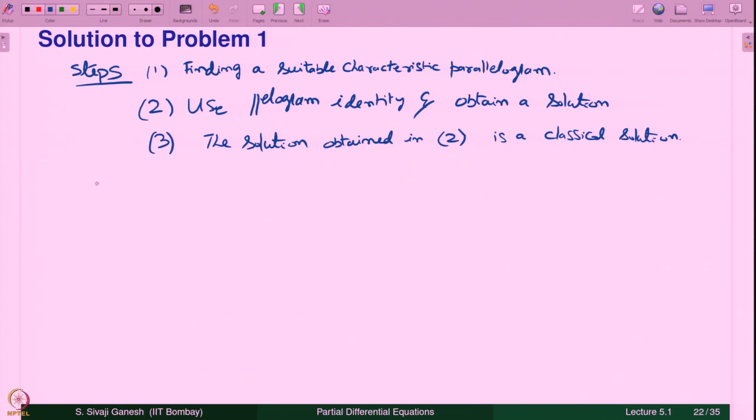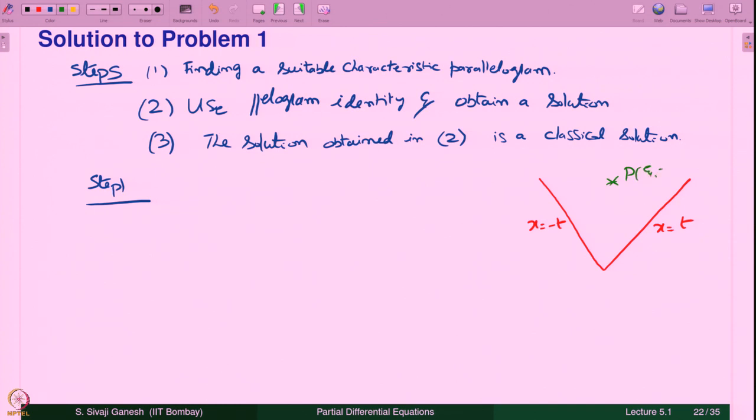Okay, let us look at step 1 here first. Step 1 is to find a suitable characteristic parallelogram. These are the lines x equal to t and x equal to minus t. Both of them are characteristic lines. So, let me pick up a point P here.